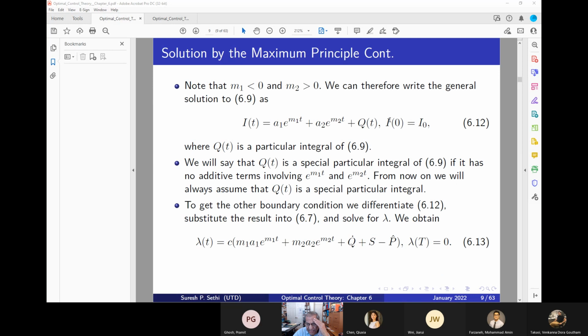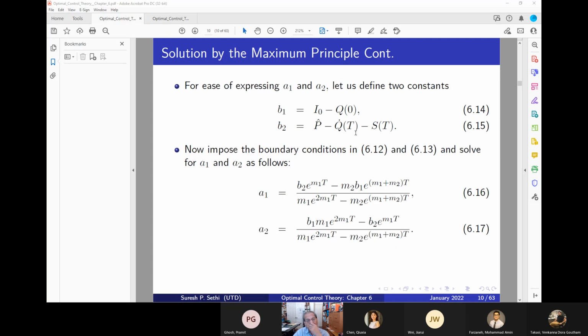So we now have the I(t) equation and a lambda(t) equation, and we can solve. So there were two equations now. When you put t equal to 0, this becomes I0. And when we put t equal to capital T, this becomes 0. And then we have two equations in A1 and A2. We have two equations and two constants. Hopefully we can solve them. So that's what we're going to do.